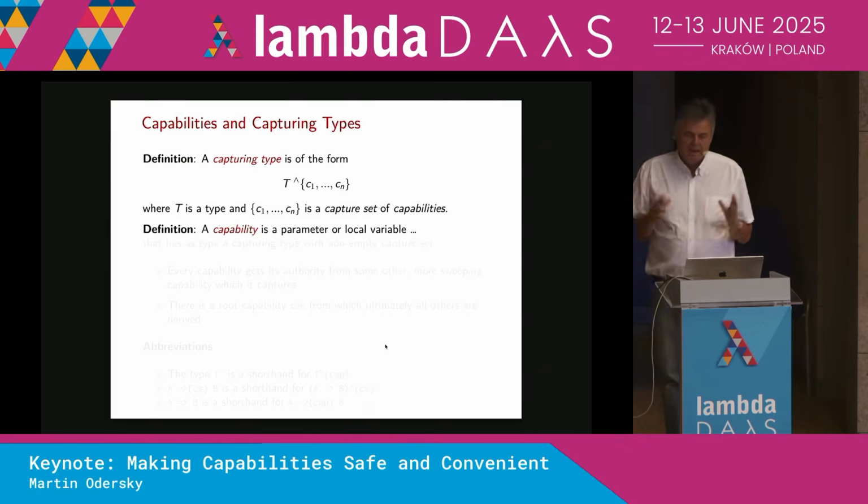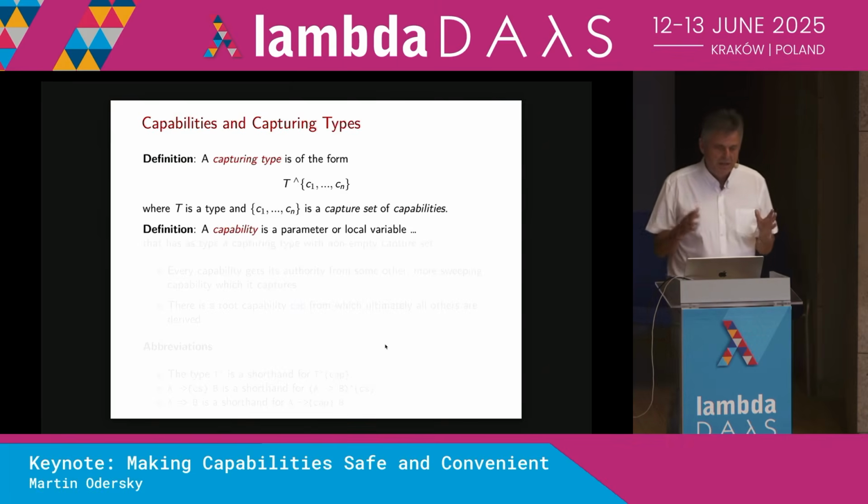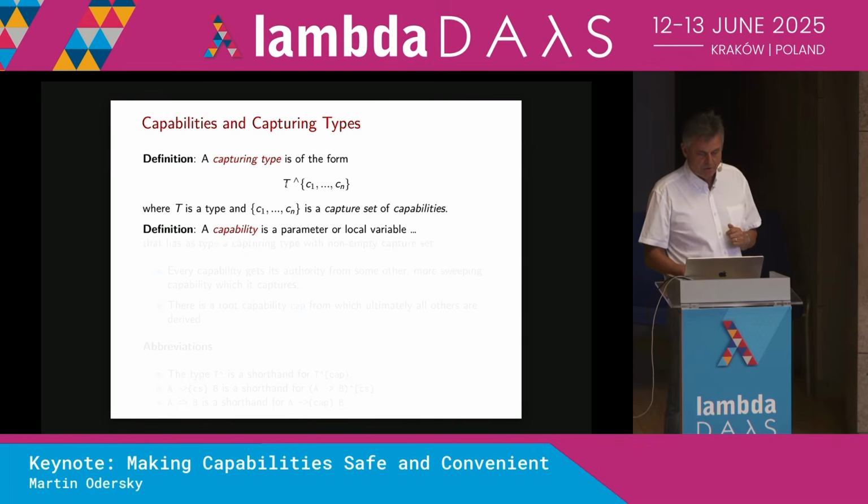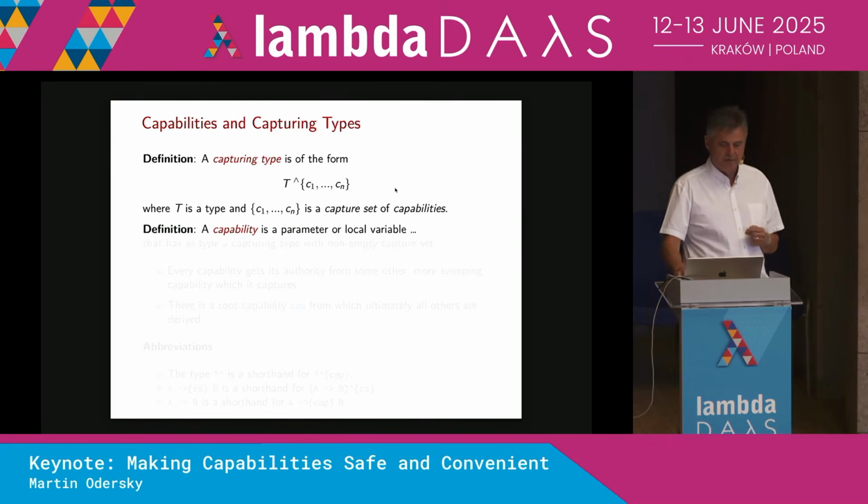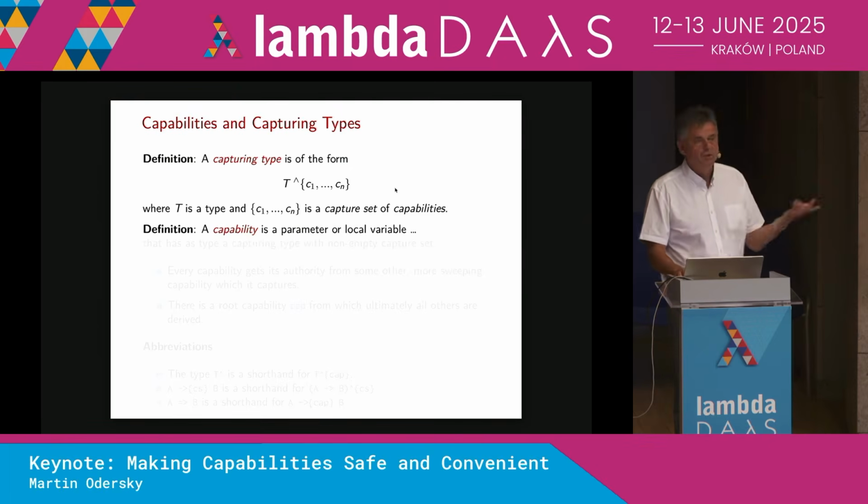The basic is that we need to track capabilities in types, and to that purpose we introduce this capturing type, which is a T and a hat and a set of capabilities. So T is a type and C1 is a capability. So what is a capability? In the object capability sense, a capability is just a program value, or in here, an identifier standing for such a value. So it's a program variable.